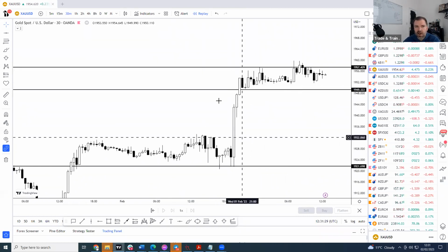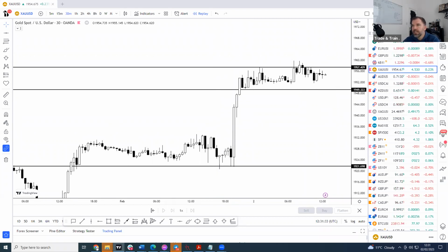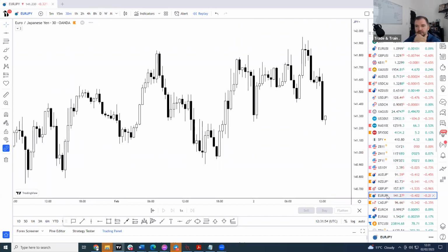Anytime you see a one candle pullback in a strong trend, M15, I like M30, H1, and anything between M15 to H1 is ideal, but I will look at the higher time frames for confirmation. So let's just say we're looking at, let's take a look at Euro Yen. This is another market I like to trade.